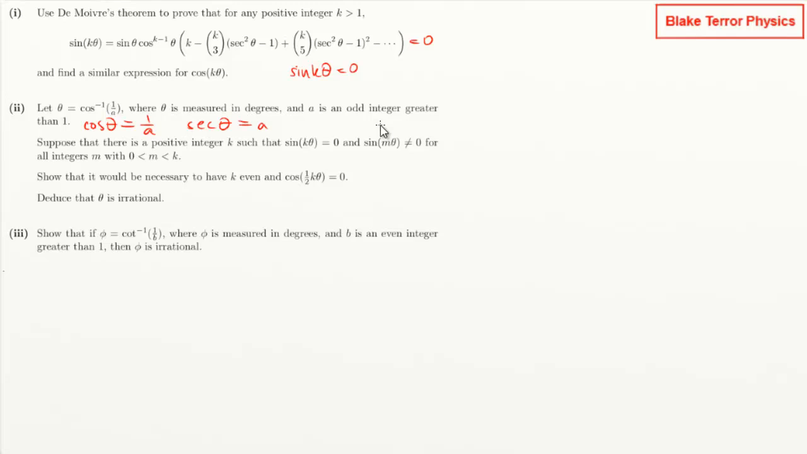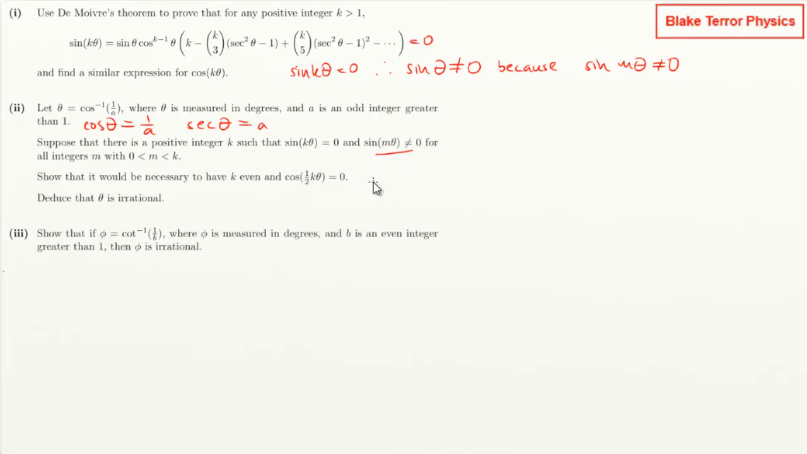So what does that mean? If sine k theta is 0, all of that is 0. So I've got 3 things multiplied together. But sine theta is not 0. Therefore, sine theta is not equal to 0 because sine m theta is not equal to 0.